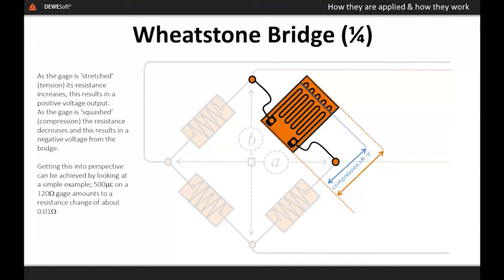I always find the comparison to fluid flows useful to explain resistance. If you reduce the diameter of a pipe, the flow is to some degree restricted. As you stretch the gauge, you are basically reducing the cross-sectional area, and so the flow is reduced. Inversely, if you compress it, the cross-sectional area is increased, and thus the fluid flows more freely. In this case, the fluid is, of course, our electrons.